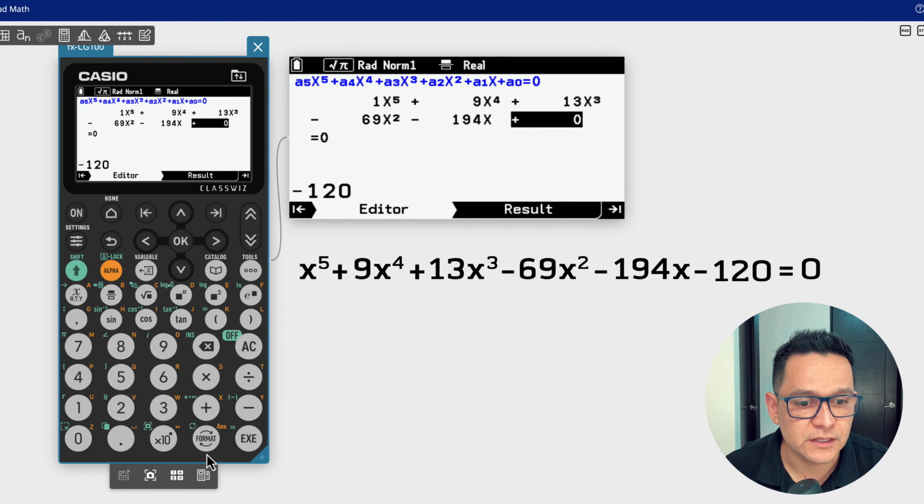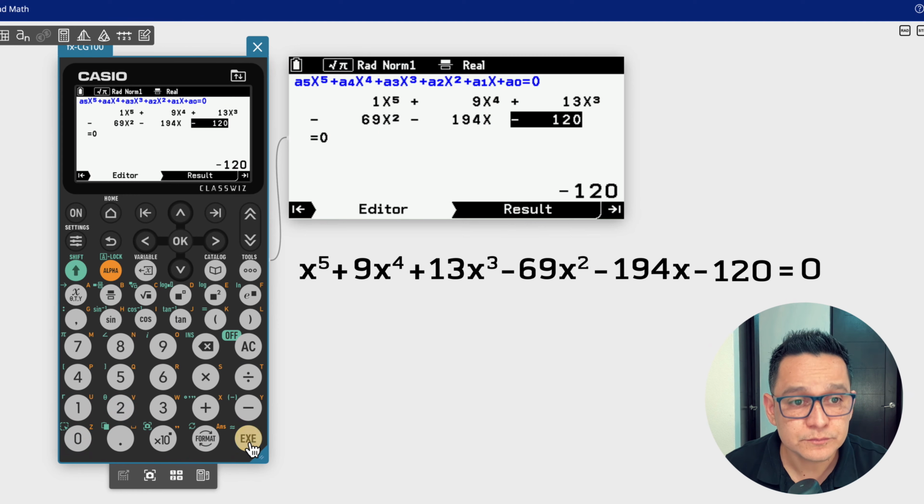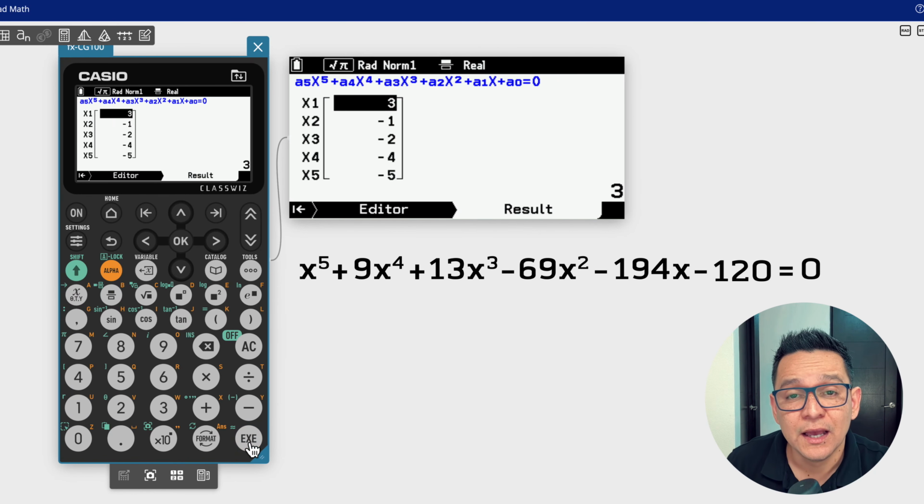So, let's do it. Let's execute. Let's see what happens. Again, execute and look now. In this case, it's not giving me the answers one by one, like a moment ago, but now it shows me all of them at once. Look how nice that is. x1 is 3, x2 is minus 1, x3 is minus 2, x4 is minus 4, and x5 is minus 5. So now we have all the solutions.